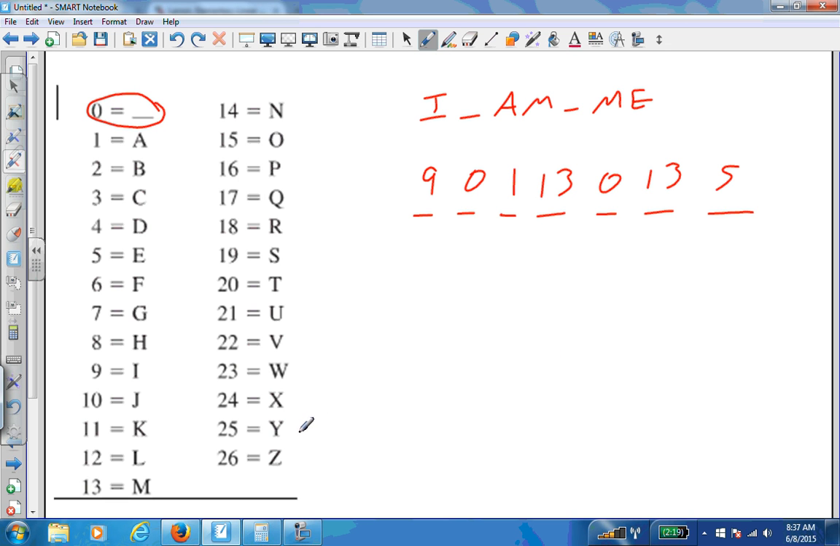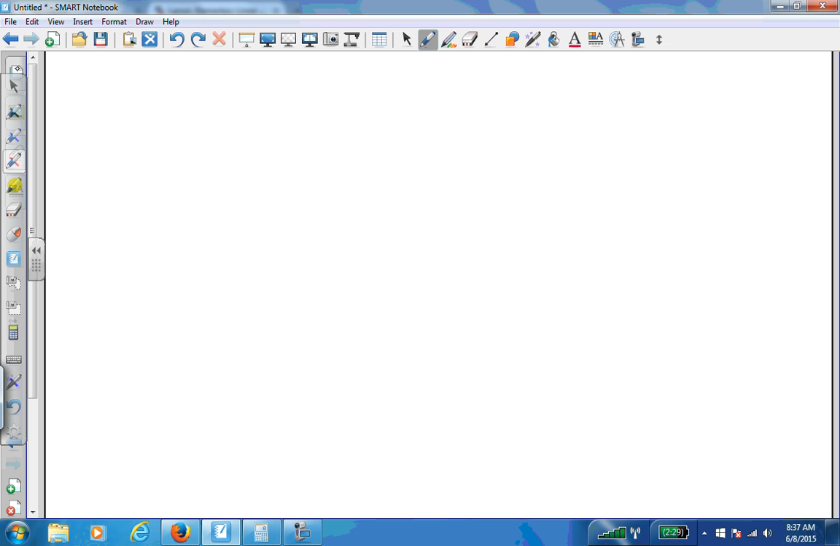But of course, if we just use that correspondence, that would be easy to break that code. If you're sending a message that you needed to be encrypted so that no one would know what you're saying except somebody else that has your code breaker, and they're the only ones that need to know what you're saying, that would be easy to break. So what we can do is we can use an encoding matrix.